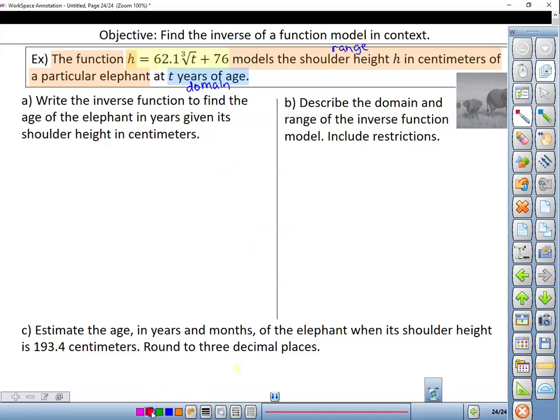All right, so part A, we're going to write the inverse function that will actually find the age of the elephant in years, which means t equals. That's what we're looking for. So our function, h equals 62.1 times the cube root of t plus 76. We begin solving for t. So we would subtract the 76, doing the addition first.